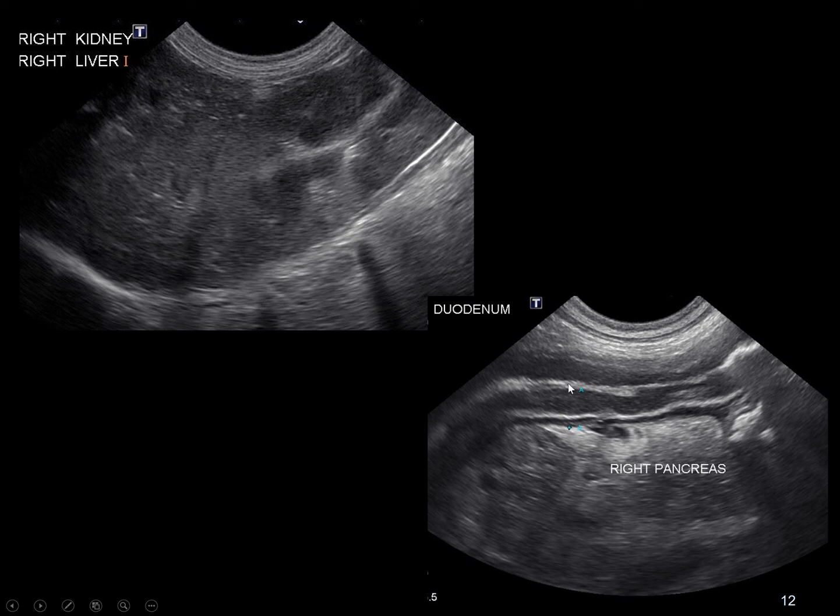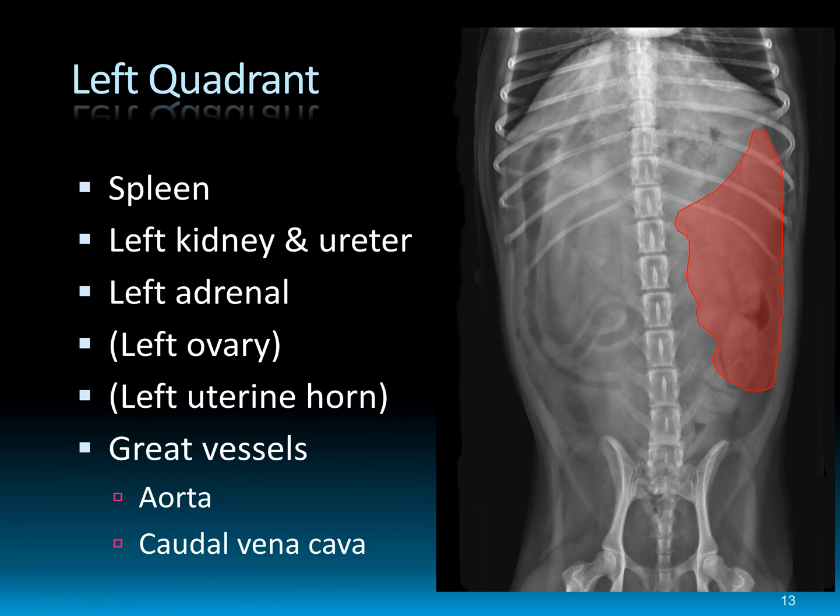You can see the nice stripes here. You've got the multiple layers from the luminal surface to mucosa, submucosa, muscularis, serosa. So we should be able to identify those. Immediately adjacent to the duodenum is the right lobe of the pancreas, which you can see some of here. So it's always important to look for all these organs, even if you don't necessarily identify them, such as the pancreas. So now I'm going to hop to the other side of the abdomen.